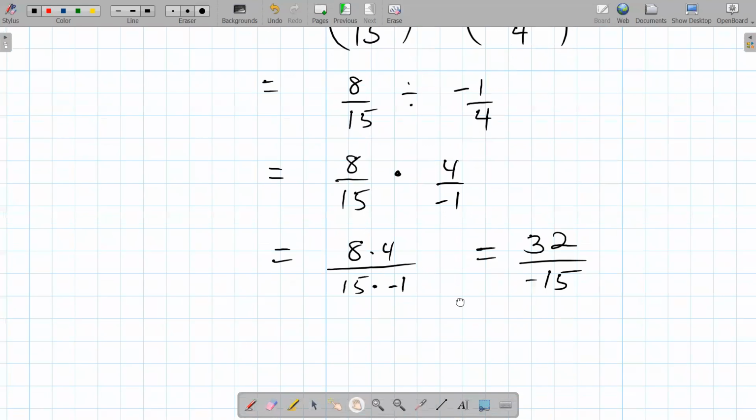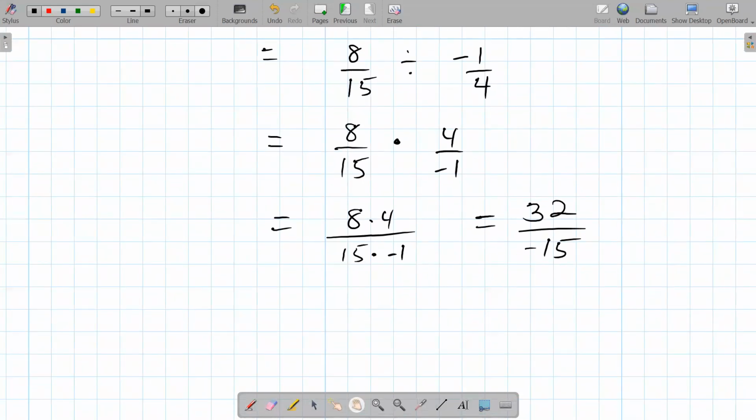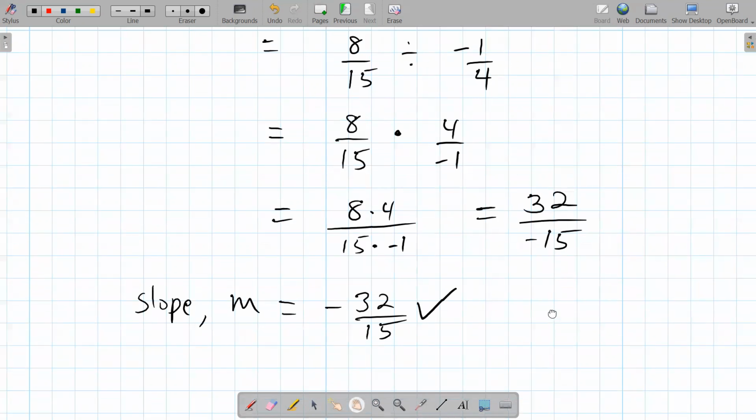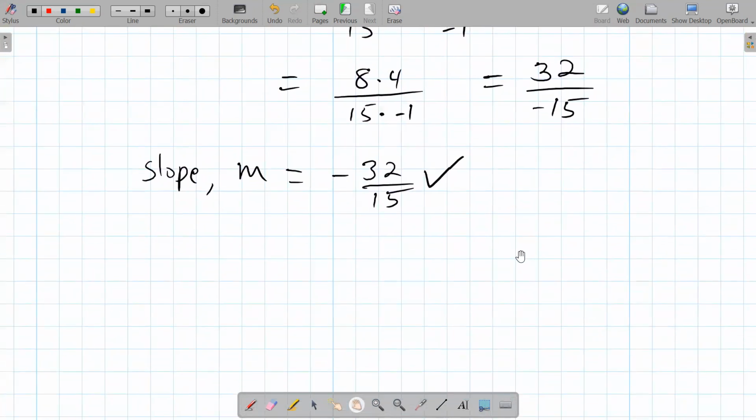And again, mind you, the negative is not only affecting the denominator, it's affecting both. So I can push the negative in the middle, and that will be my slope. All right. I hope this helps you out.